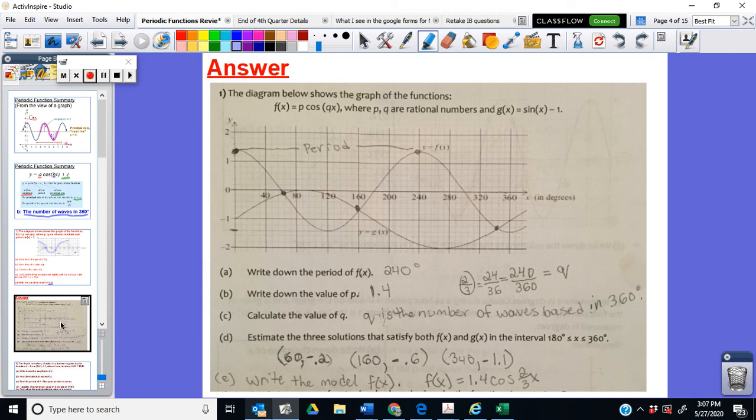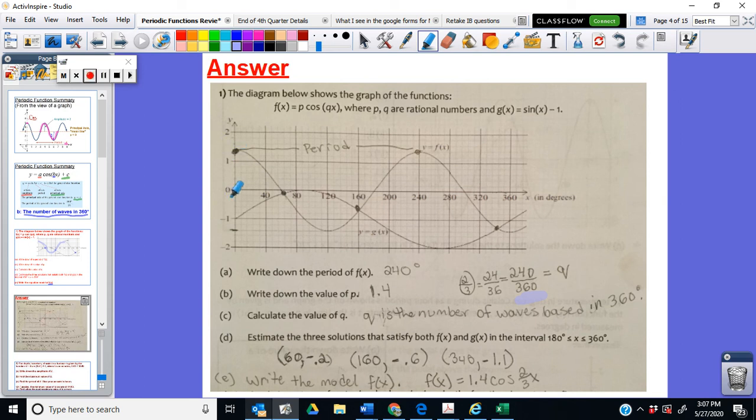And then what is the value of Q? Well, one wave is 240 degrees. Well, how much of a wave is in 360 degrees? So we just create a ratio, and we can see it's reduced to 2/3. Okay? So that is the value of Q. Now the value of P was the amplitude. So that's an estimate of about 1.4. All of these increments between 1 and 2 are going up by 2 tenths. So this is 1.2, 1.4, 1.6, 1.8, and 2.